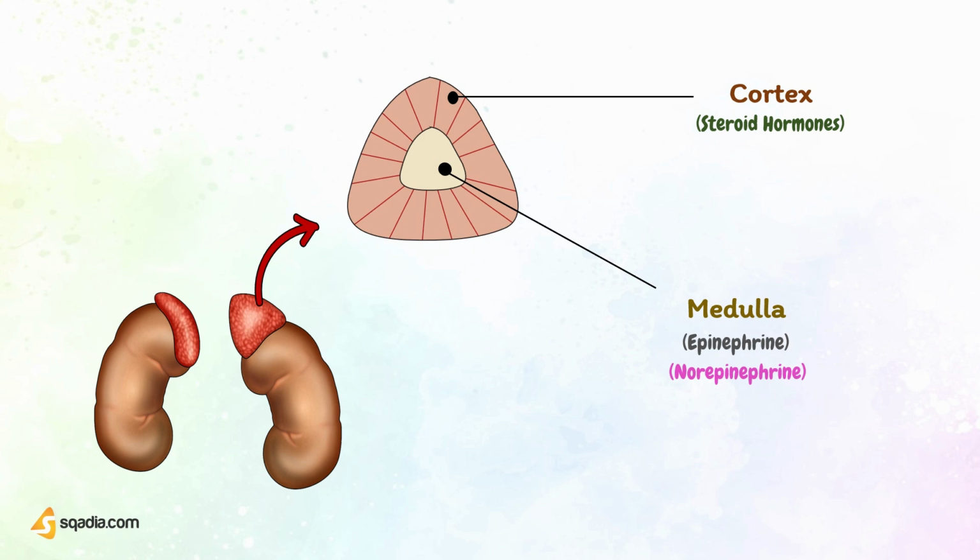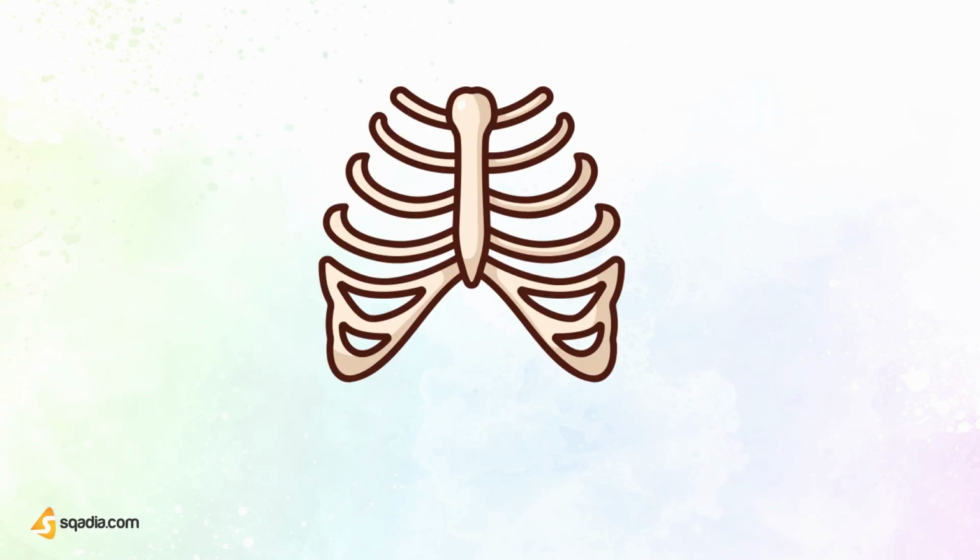You can remember the secretions of medulla using a mnemonic. MEN, M for medulla, E for epinephrine, and N for norepinephrine. Moving towards the location of suprarenal glands.